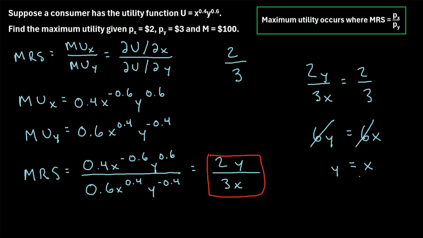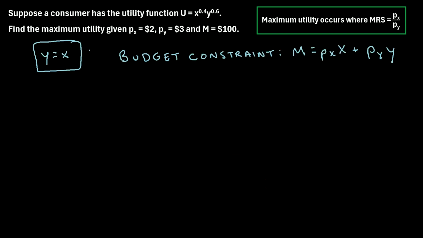So what this means is that the consumer will find their maximum utility when the quantity consumed of y is equal to the quantity consumed of x. So the last step to actually figure out what these quantities are is we just need to write the equation for our budget constraint. So I'm going to clear a little bit of room right here. So we found that the quantity of y will be equal to the quantity of x. The last thing we need to do is write down the equation for our budget constraint, which takes on this format. M, our income, will be equal to the price of good x times the quantity of x plus the price of good y times the quantity of y.